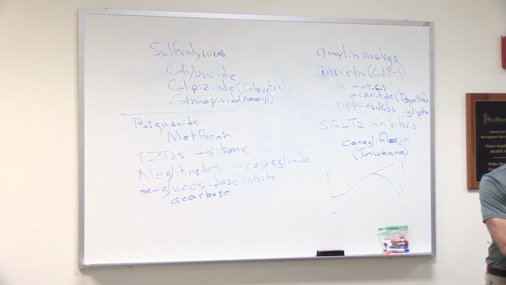Yeah, so the amylin analog is Symlin. How do you spell it? Symlin. I know, but it corrected it to Simlin. Okay, on that note, any other questions about diabetes?